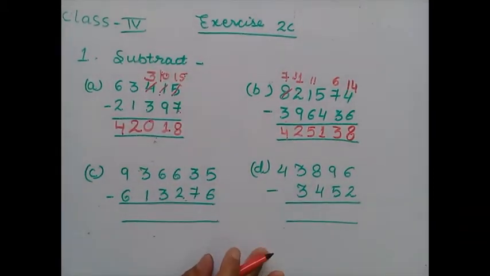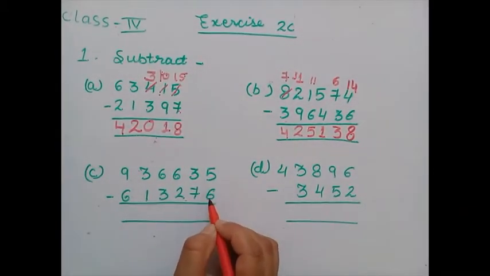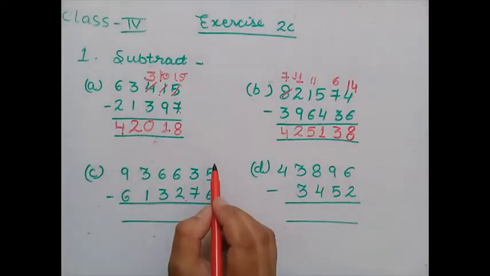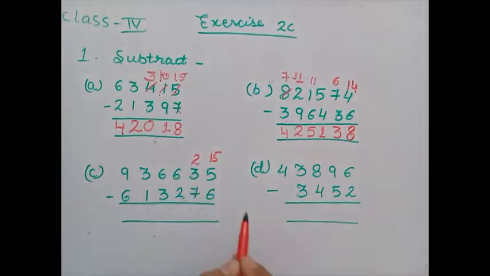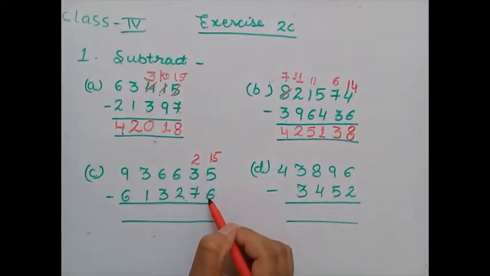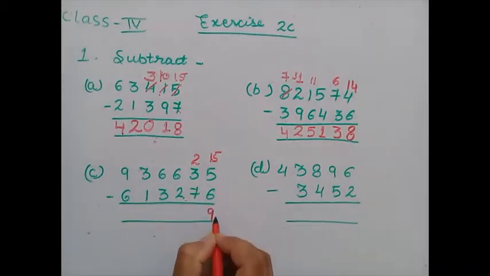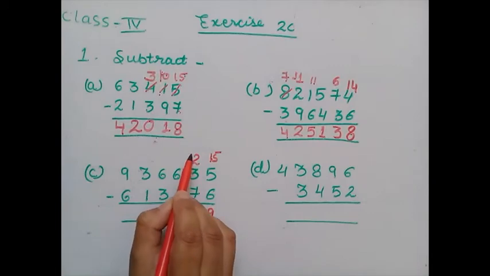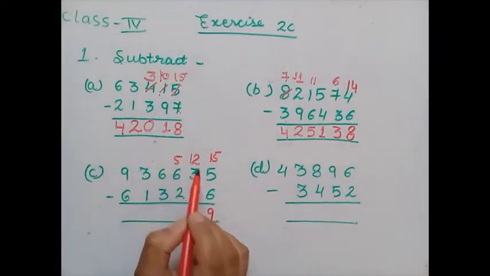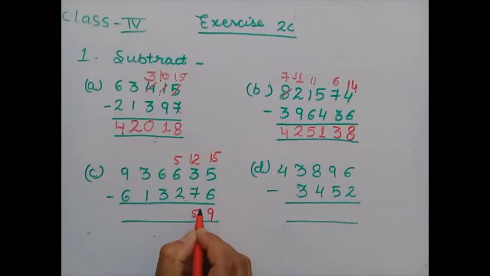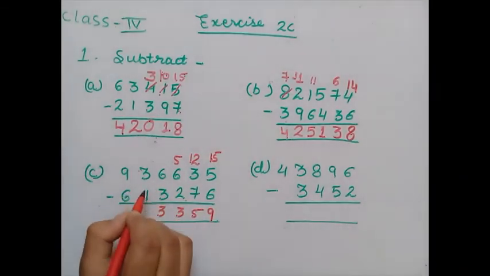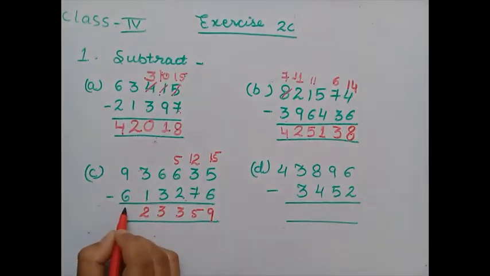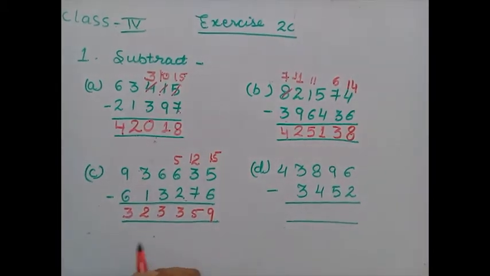Next C part. Here 6 cannot be taken away from 5. So let's take a carry. It will be 15 and it will reduce by 1, that is 2. 15 minus 6, it is 9. 2 and 7, it will not subtract. So now take a carry. It will be 12 and it's 5. 12 minus 7 is 5. 5 minus 2, 3. 6 minus 3, 3. 3 minus 1, 2. 9 minus 6, 3.